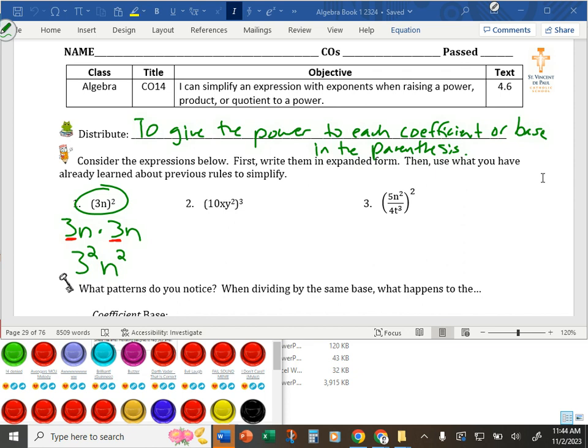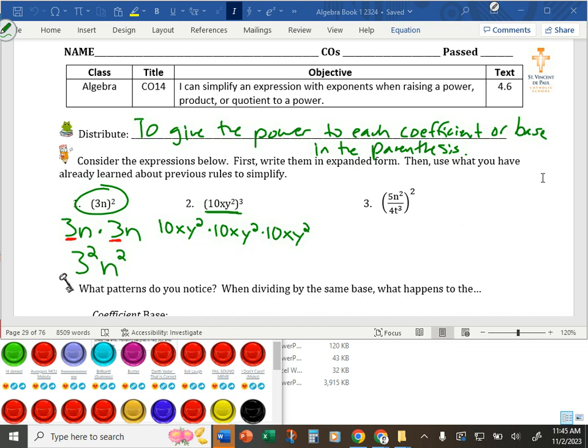10xy squared taken to the third power. Now, the base of this power of 3 here is the whole thing, everything in the parentheses, which means that's what's being cubed. So we have 10xy squared times another 10xy squared times another 10xy squared. If we're cubing what's inside the parentheses, and what's inside is 10xy squared, we've got 3 of them. We're multiplying that base times itself. Are there questions on how I got that?